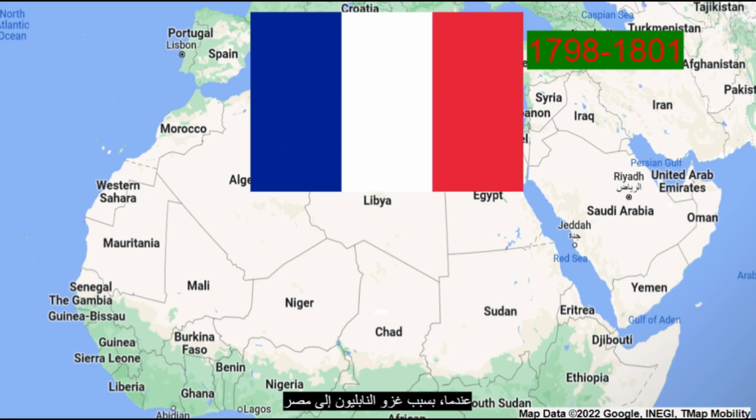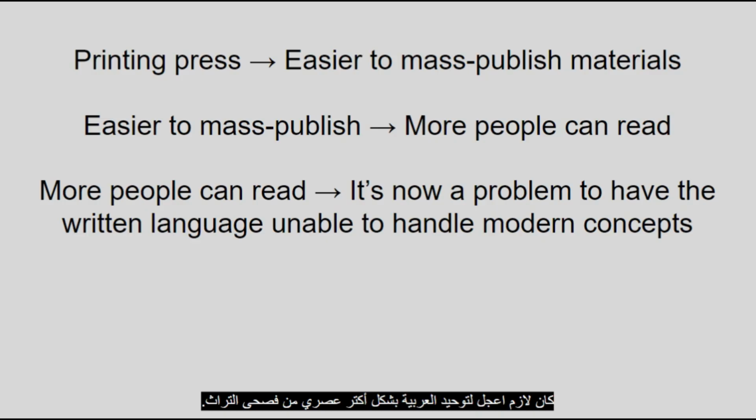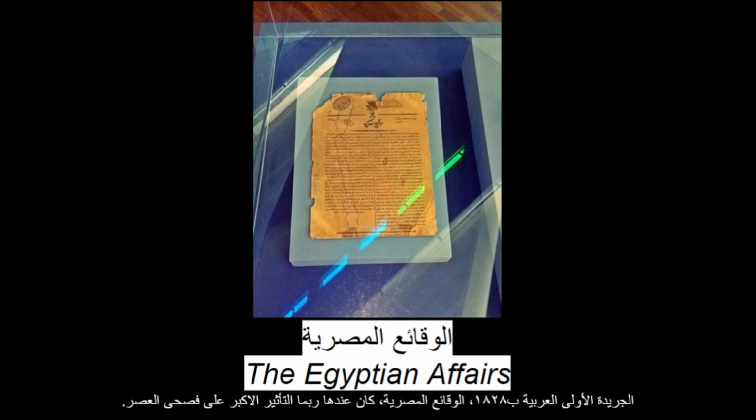Modern Standard Arabic didn't really come about until the early 1800s when, due to Napoleon's invasion of Egypt and his introduction of the printing press there, there was a more urgent need to standardize Arabic in a way that was more modern than classical. The first Arabic newspaper in 1828, Al-Waqa' al-Masriya, probably had the biggest influence on MSA.